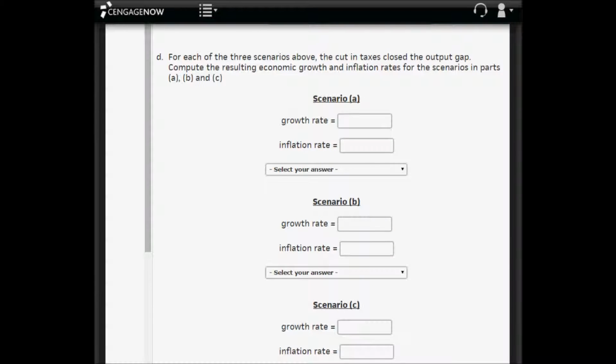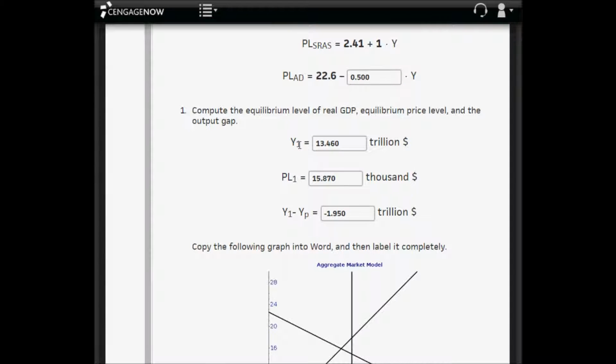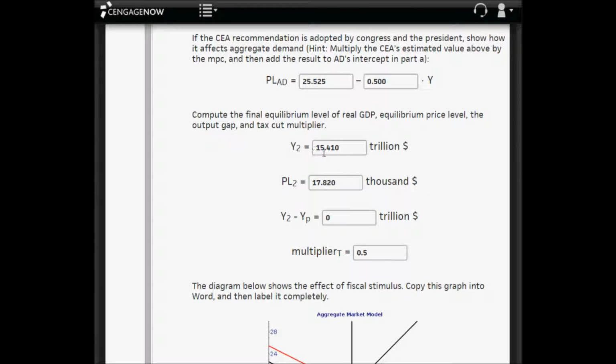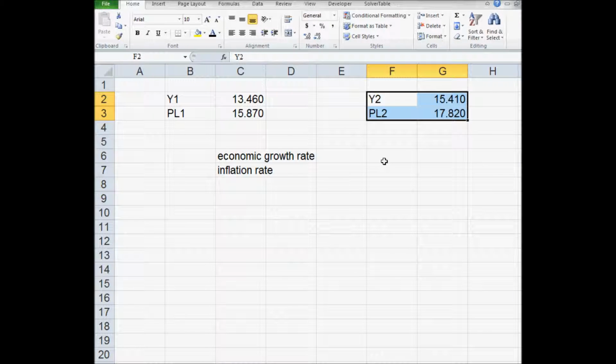In Part D, we need to calculate the growth rate and the inflation rate for scenario A. Also, we need to choose that short-run aggregate supply is relatively more inelastic than aggregate demand because it was steeper than aggregate demand. I've copied the initial values of real GDP and the price level, 13.46 and 15.87, into Excel here. So this is the initial equilibrium. I've done the same thing with the final equilibrium, 15.41 and 17.82. So this is the final equilibrium.